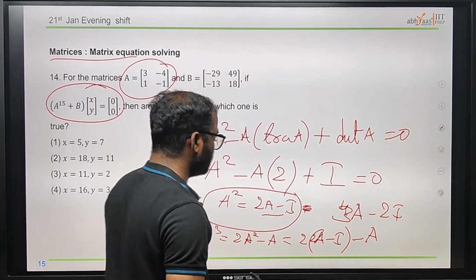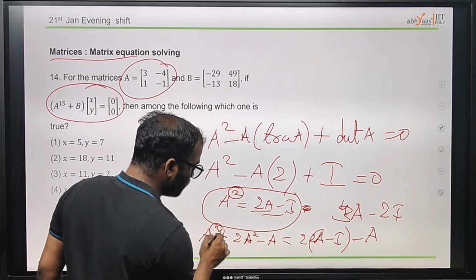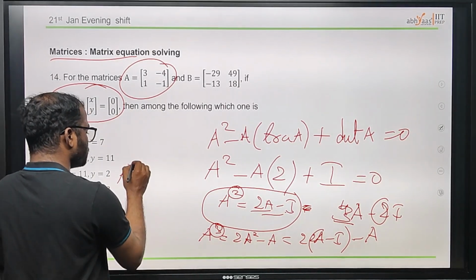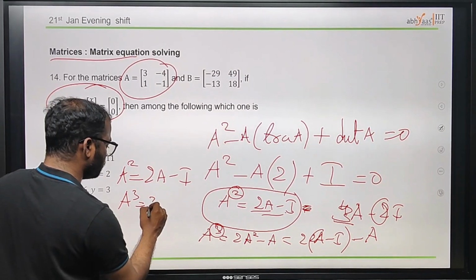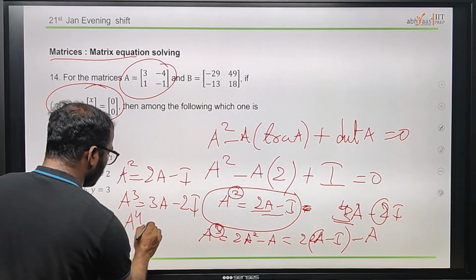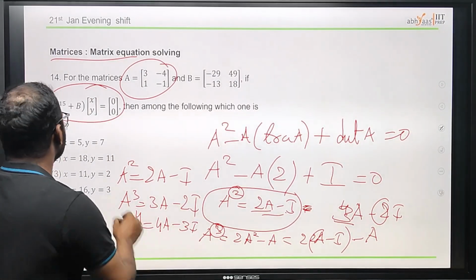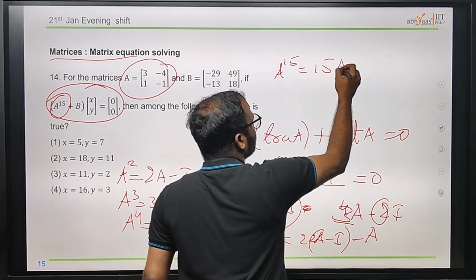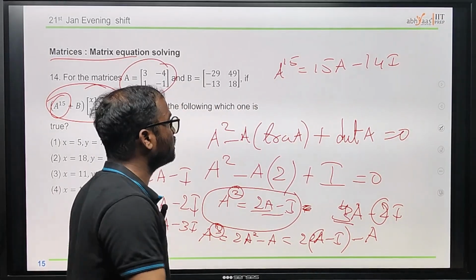If you observe the pattern here, for A square we have 2A minus I, but for the cube we have 3A and 2I. Observe the pattern. A square is 2A minus I and A cube is 3A minus 2I. Similarly for A to the 4 we will have 4A and 3I. It will go on in this pattern, and we will get A power 15 equal to 15A minus 14I. That's how we get A power 15.